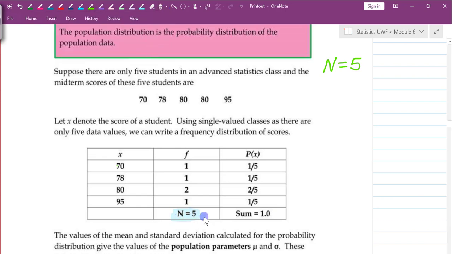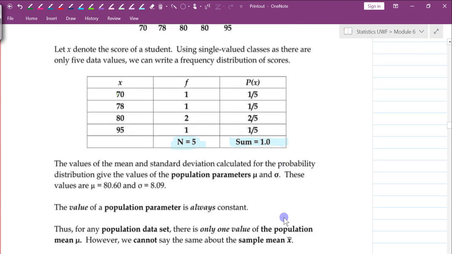So it says the values of the mean and the standard deviation calculated for this probability distribution give the values of the population parameters of mu and sigma, because this is 100% of the students in the class. 100% of the students, capital N, is equal to 5. So I can actually calculate mu. Mu is equal to 80.6, and I can actually calculate sigma. Remember, sigma and mu are Greek, therefore they represent population parameters, okay? And so that is 8.09.